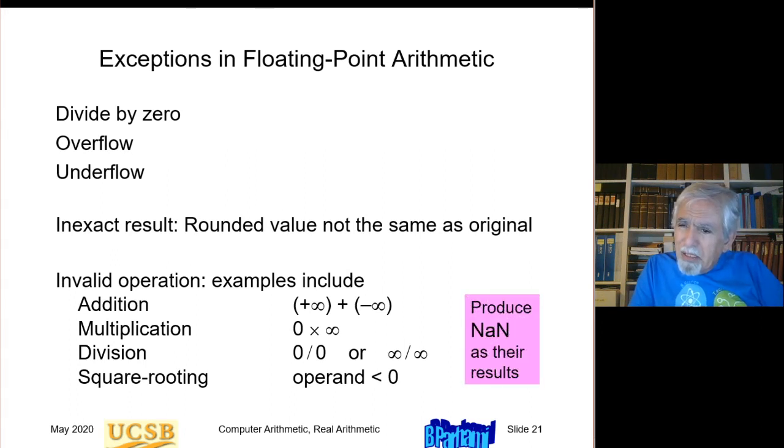And these invalid operations produce nan as the results. So that nan is basically a flag that sits there, and when you encounter a number that is nan, that's a signal to you that something has gone wrong in the course of the computation and you got an undefined value.